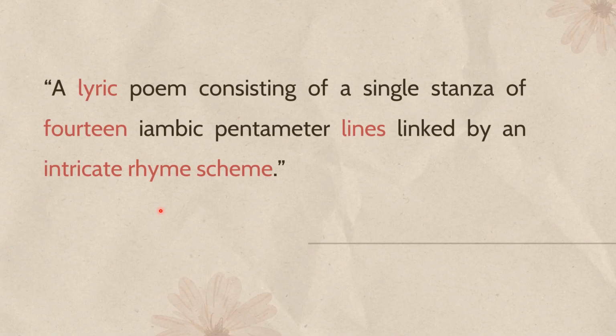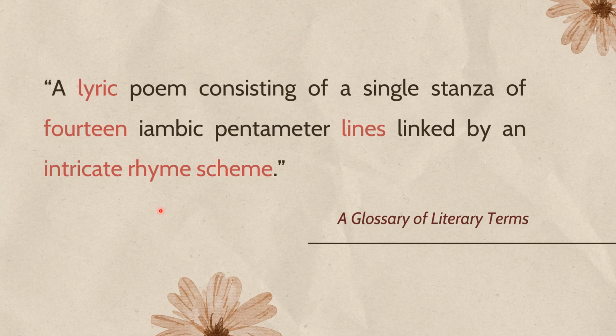Let's begin with M.H. Abrams' definition of what a sonnet is. A sonnet is a lyric poem consisting of a single stanza of 14 iambic pentameter lines linked by an intricate rhyme scheme. To see what a lyric is, it is a short poem which expresses feelings, thoughts, state of mind, or perceptions of the poet or the speaker. We have a detailed video on lyric in our channel.